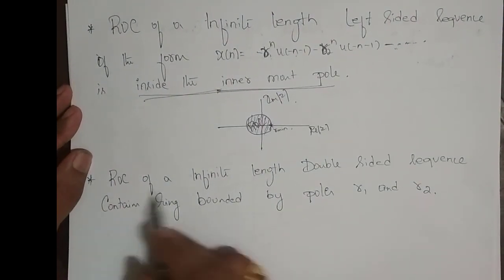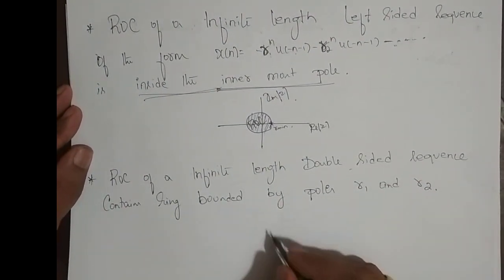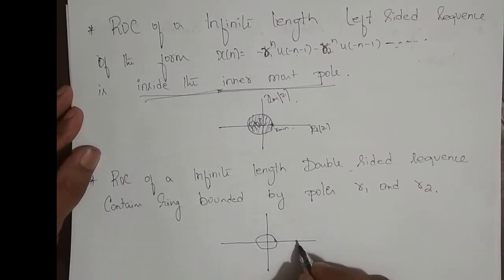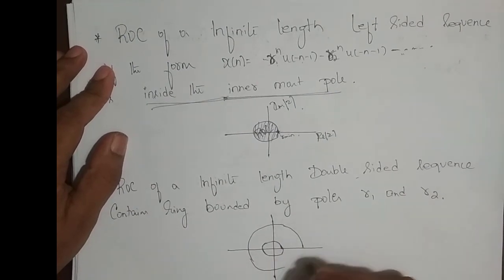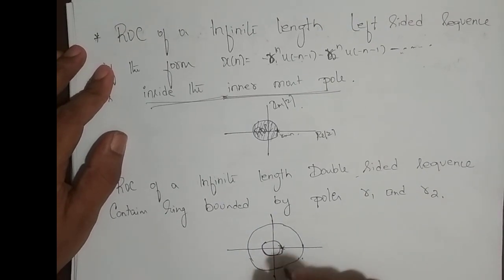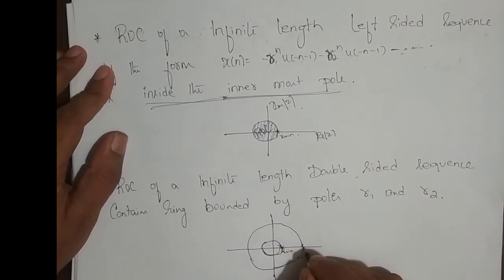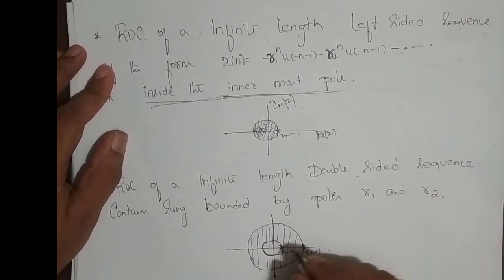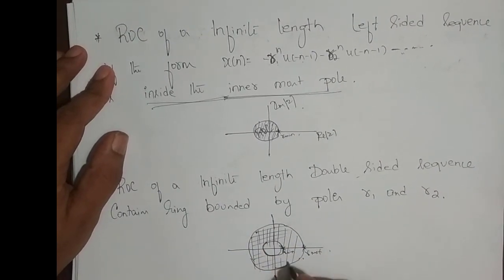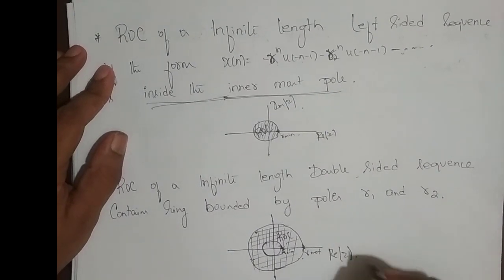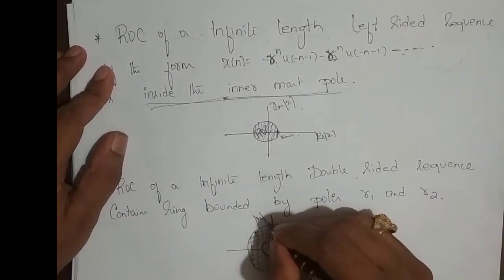Next, the ROC of an infinite length double-sided sequence is a combination of the first two. It is in between the innermost circle and the outermost circle. Say this is my innermost circle with the pole R minimum, and this is the outermost circle with the pole R maximum. So ROC will be in between these two poles. This will be the ROC. This is the real part of Z and this is the imaginary part of Z.